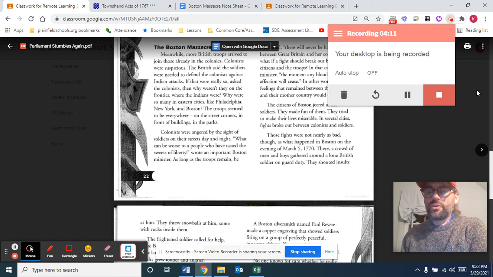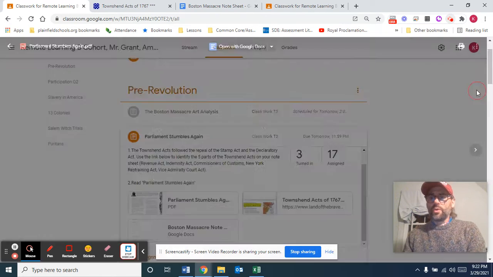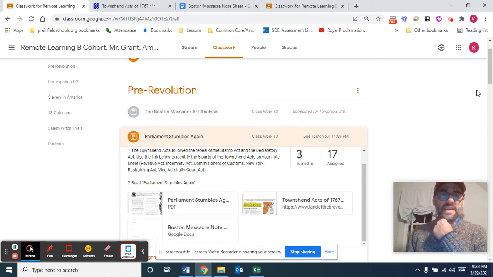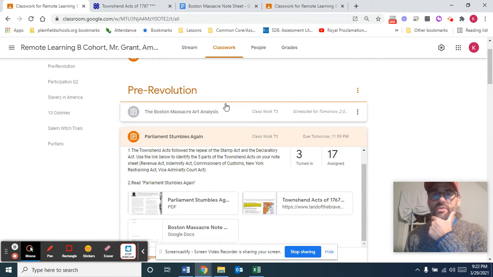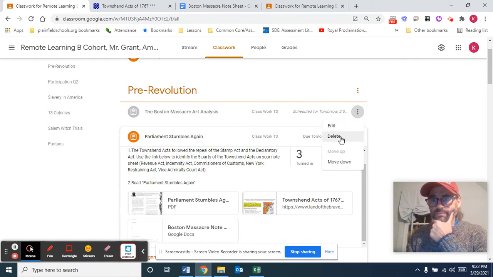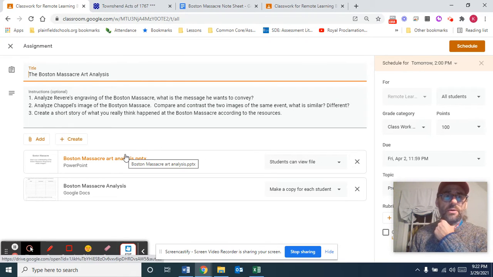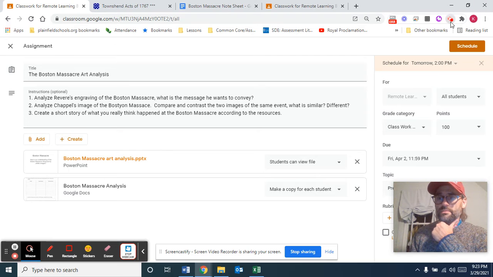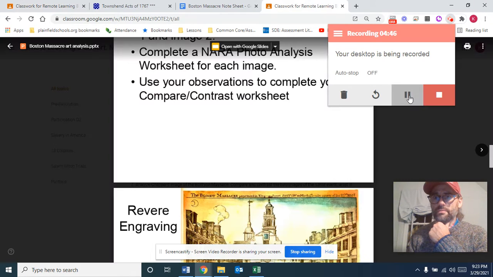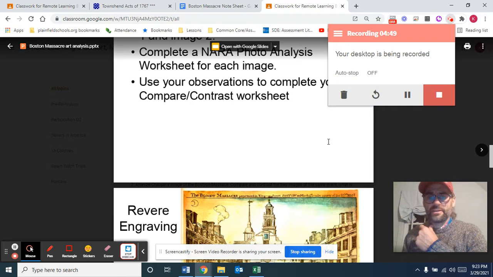So as you complete your note sheets on those events, we're going to look at the next activity, which is titled the Boston Massacre Art Analysis. So when I open this up, there's a few things in there. There's a PowerPoint presentation, and that's really what we want to see here. Let's see if it opens up. All right. Okay, my bad, I already had it opened up.